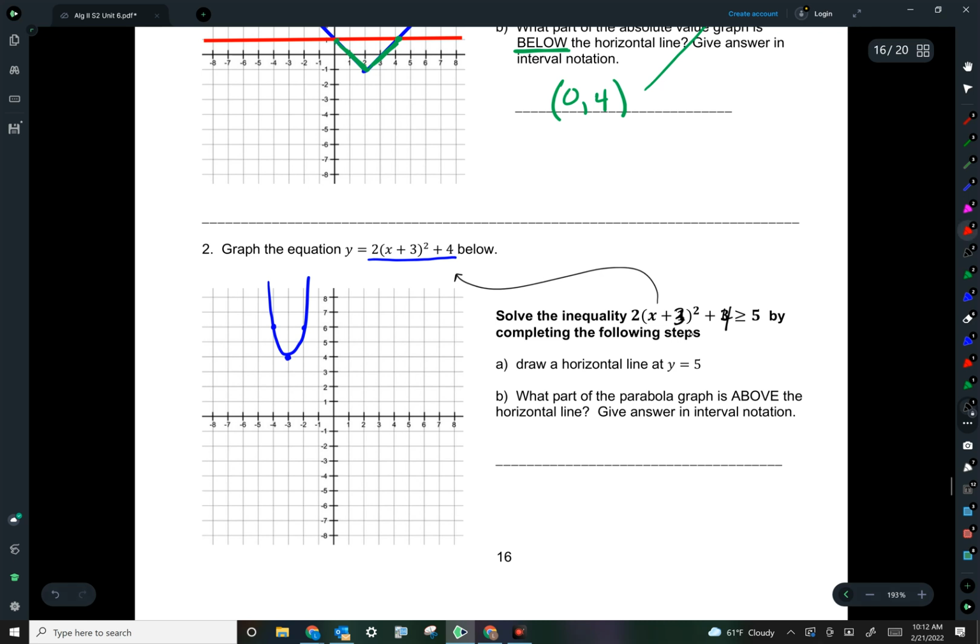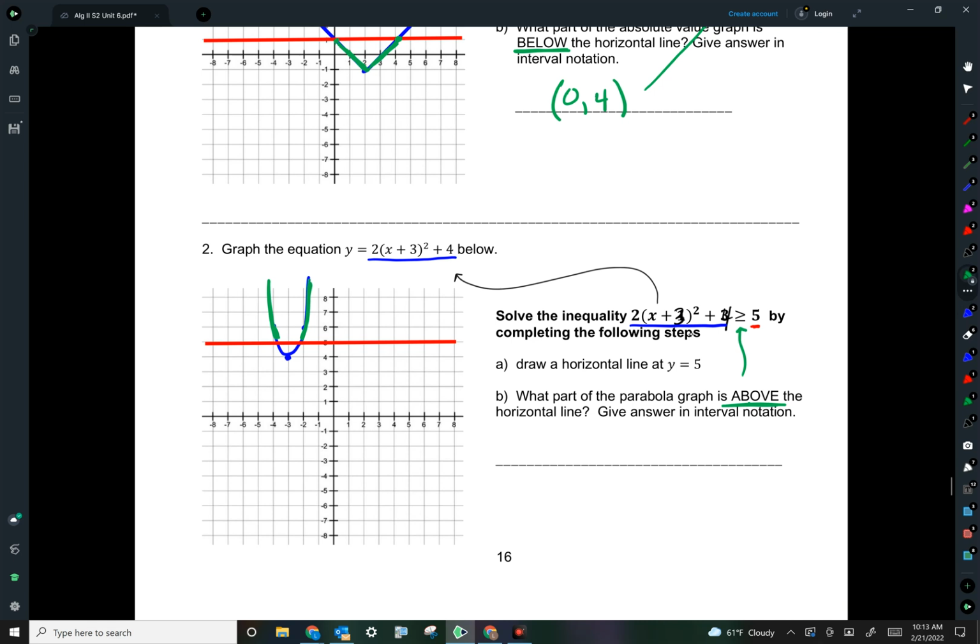All right, and so now notice on the other side, there's a 5. And so that means, letter A, we're going to draw a horizontal line at y equals 5. So right in here, all the way across. And then letter B, what part of the parabola is above? Well, the reason we're looking at above is because when you read this, it says we want the parabola, which is in blue, to be greater than, that means above, the 5, which is in red. So the part that's above, there's actually 2 parts. It would be this side of the parabola is above, and this side of the parabola is above.